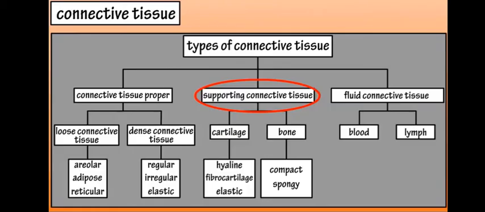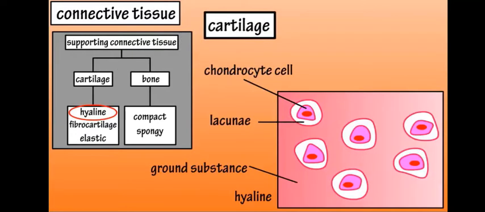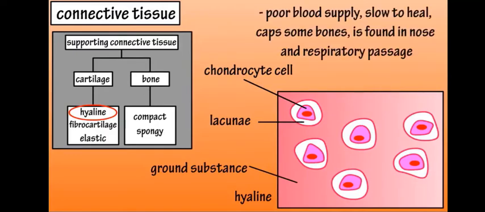Next, let's look at the second classification of connective tissues, supporting connective tissue, which also has 2 subgroups, cartilage and bone, with cartilage having a semi-solid matrix and bone having a solid matrix. There are 3 main types of cartilage. Hyaline cartilage consists of chondrocyte cells which support and repair the cartilage matrix, and these cells occupy small spaces called lacunae and are scattered throughout the matrix. It has a poor blood supply, causing injuries to heal slowly and sometimes not at all.